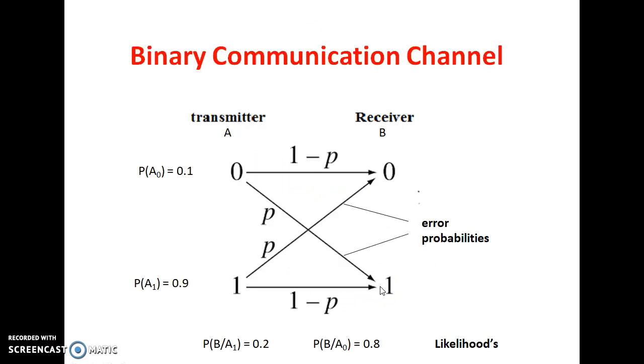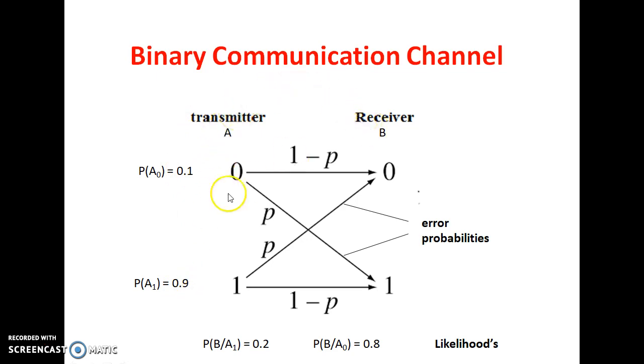Let us take it to a wireless channel. In a binary communication channel, the name itself is binary, so at the transmitter or at the receiver, we have only two symbols, 0 or 1. Let us take the individual probabilities P of A0, that means a symbol at the transmitter side: if symbol 0 is to be transmitted, the probability is 0.1. Let us take the probability of transmitting symbol 1 as 0.9. So these are only the input considerations of the probability.